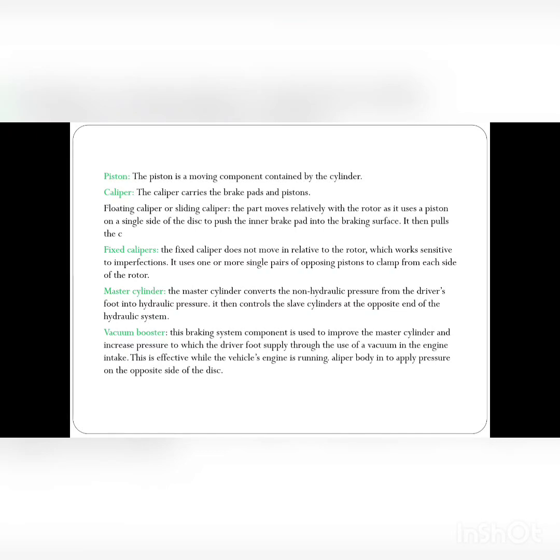Piston. The piston is a moving component contained by the cylinder. And caliper. The caliper carries the brake pads and pistons. Floating caliper or sliding caliper. The part moves relative to the rotor as it uses a piston on a single side of the disc to push the inner brake pad against the braking surface. It then pulls the wheel.